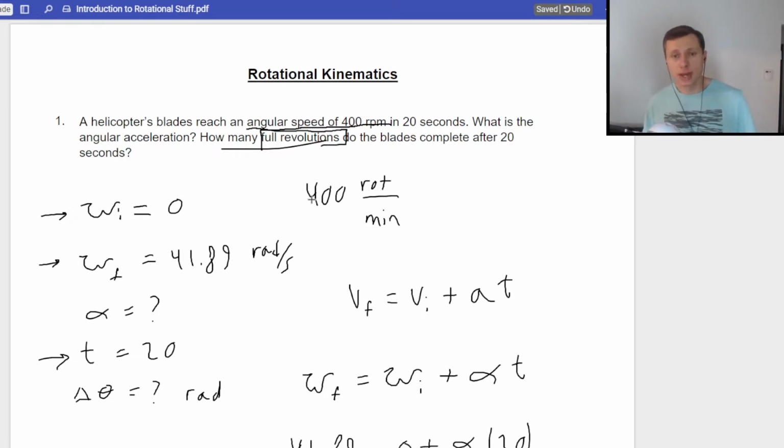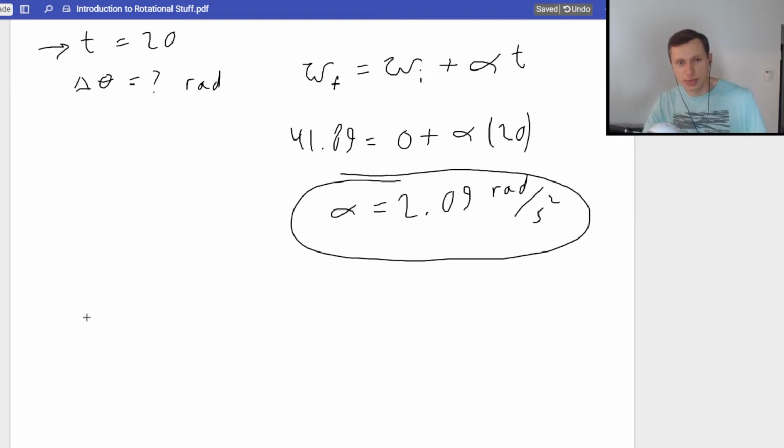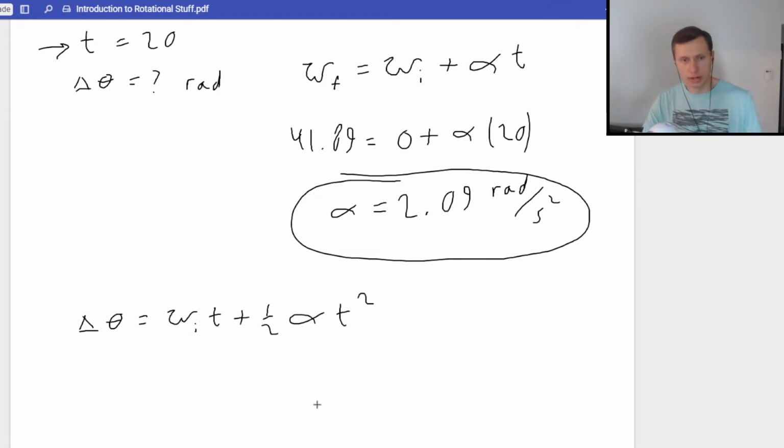Well, first, let's just find the number of radians, and then just like how we converted from revolutions per minute to radians per second, we're just going to go in the opposite direction. We're going to convert from radians to revolutions. So which equation should I plug into? I'll just tell you. It's going to be delta theta equals omega initial times time plus 1/2 alpha times time squared. There's actually a couple correct equations at this point since we have pretty much all the variables, but this one will work for us since we just found alpha.